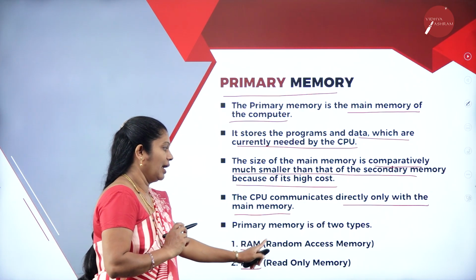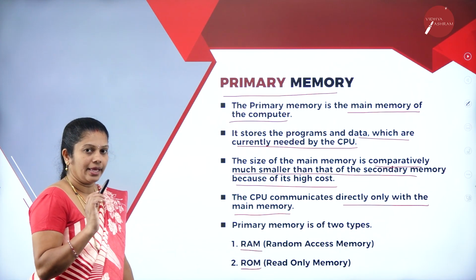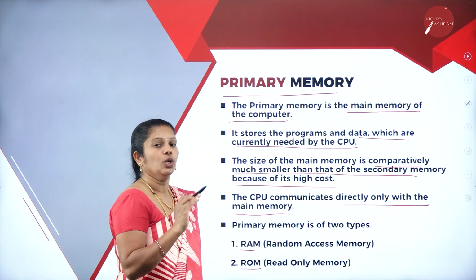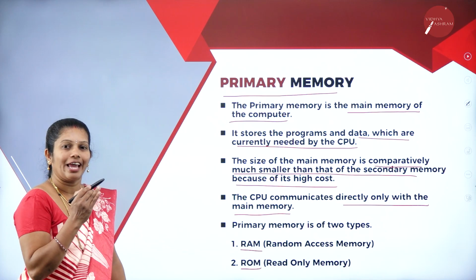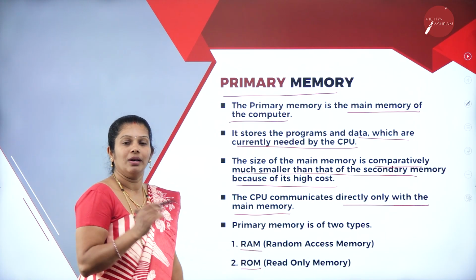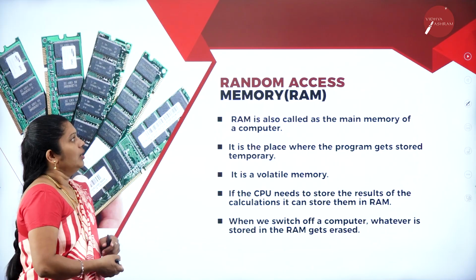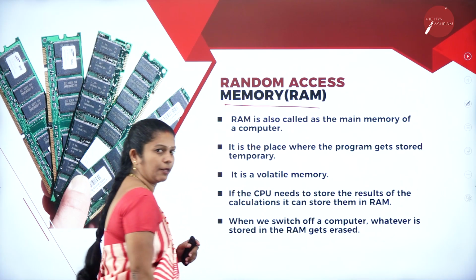That is random access memory, whereas here read-only memory. In the exam, you may get a question to classify the types of primary memory or list the types of primary memory. Otherwise, expand RAM, ROM. Like that, you are going to get the question. Now, one by one, we will discuss, that is random access memory.